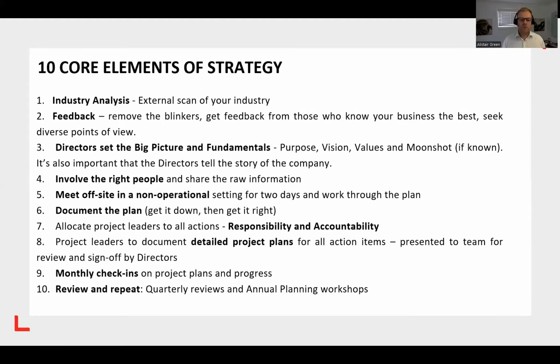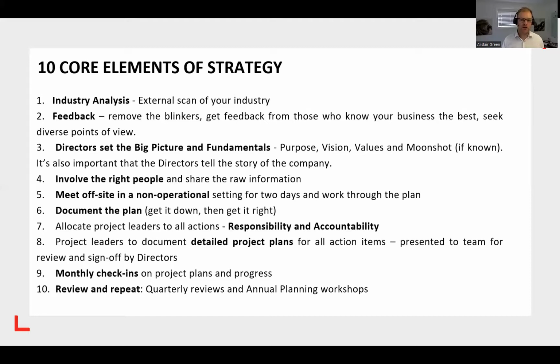Number 7 is allocating project leaders to all of the action items that you come up with. So the 3-year winning moves, the 12-month priorities, and the quarterly action items, and any other action items that fall out of those 2 days, they need to have a project leader. And this is so important for responsibility and accountability. So you can't have 2 names next to any action. It's just got to be one. And my pro tip there is delegate as far down as you possibly can. You as the leader, department leader, or the CEO, director should have as few of those action items as possible.